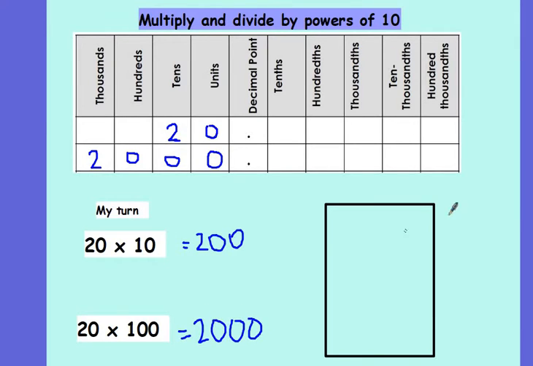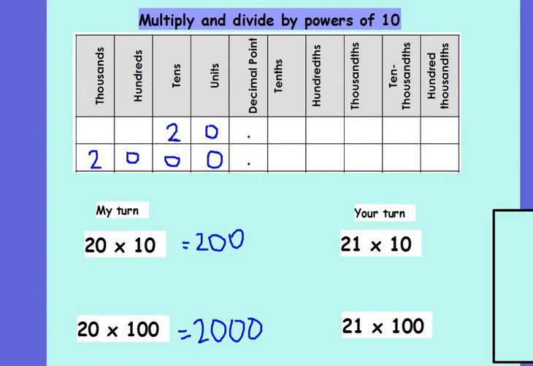Over to you, Year 9. In your light blue books, can you have a go at these two questions for me? Pause the video for a minute and work those out now, please. Okay, so the answers I was looking for, I wanted 210. And for the second one, I was looking for 2100.